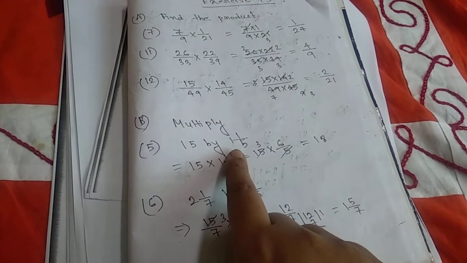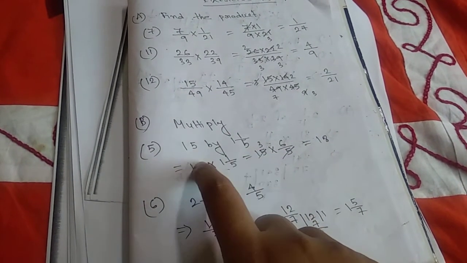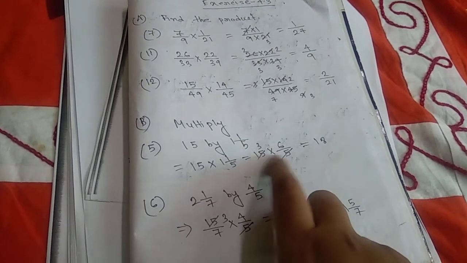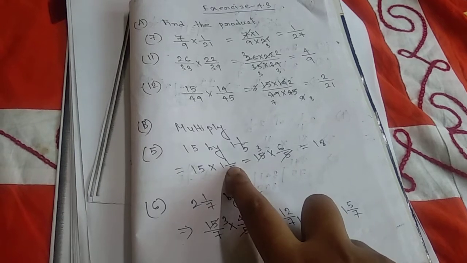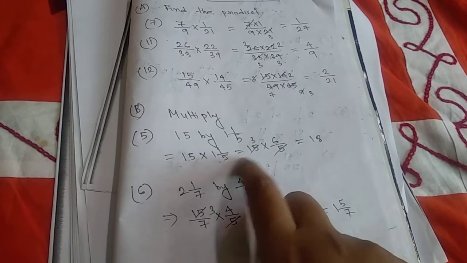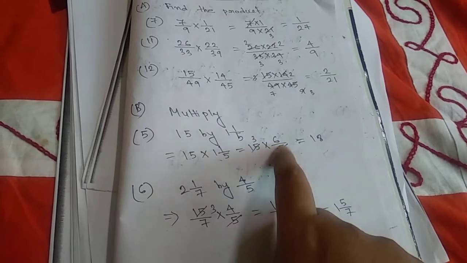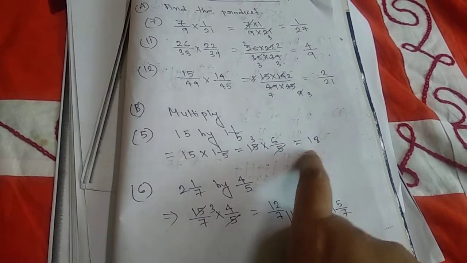15 by 1 whole 1 by 5. So 15 into 1 whole 1 by 5. First change the mixed fraction into improper fraction. So it will be 6 by 5. Now 15 goes with 5 by 3. So the answer will be 18.